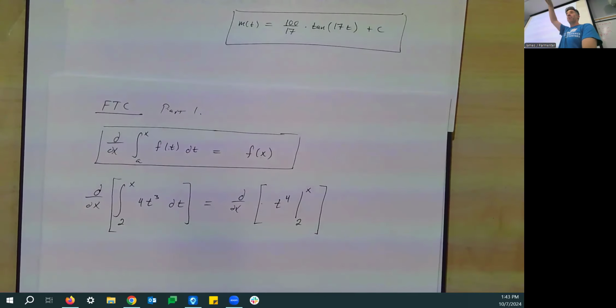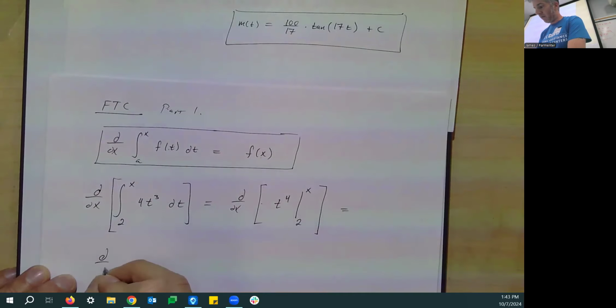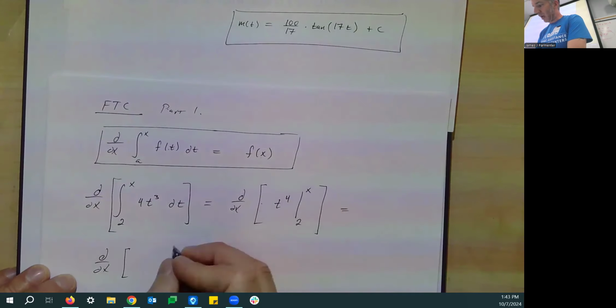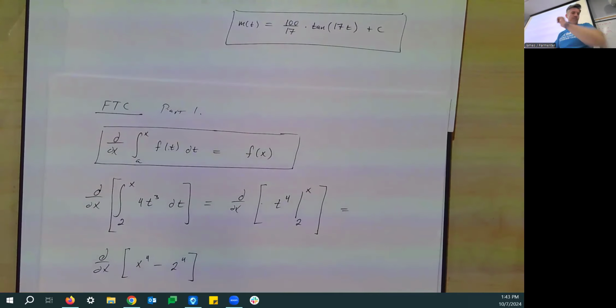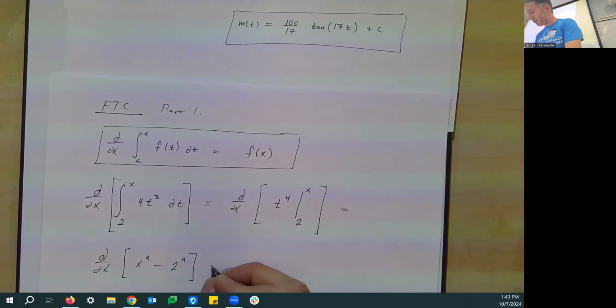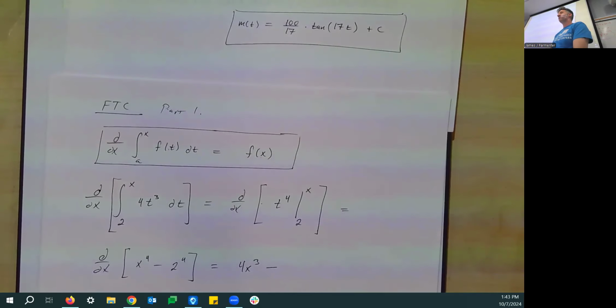We always plug in the top limit first, subtract, plug in the bottom limit second. Always top minus bottom, always top minus bottom. So that's going to be the derivative of, plug in the top, you get x to the 4th, plug in the bottom, you get 2 to the 4th. We take the derivative, and the derivative of x to the 4th is 4x cubed. The derivative of 2 to the 4th is not 4 times 2 cubed. It's 0 because 2 to the 4th is 16, which is always 16, and that's a constant, and the derivative of constants is 0.